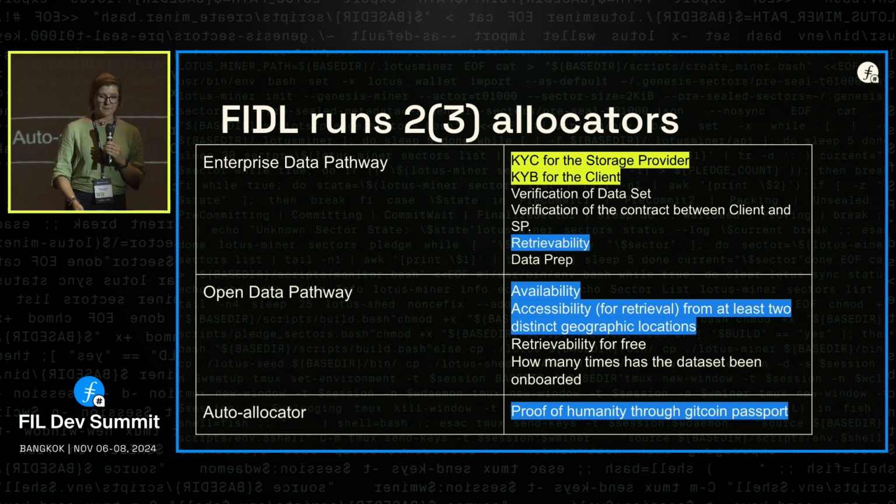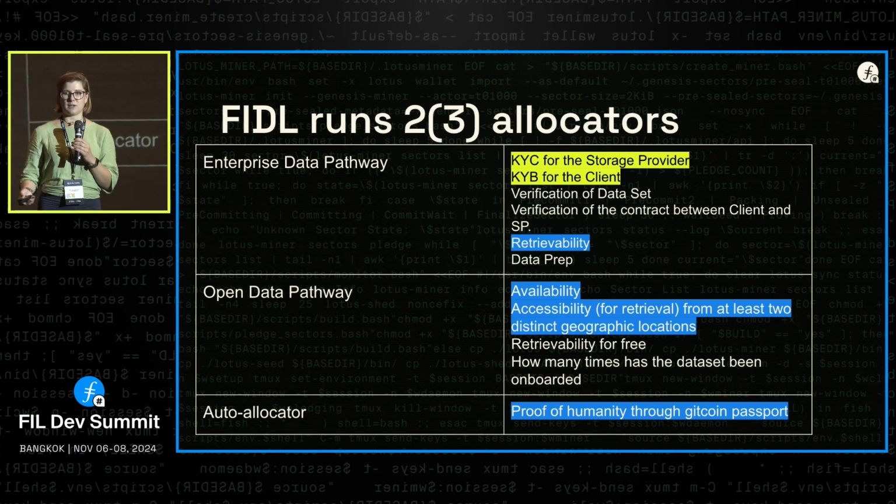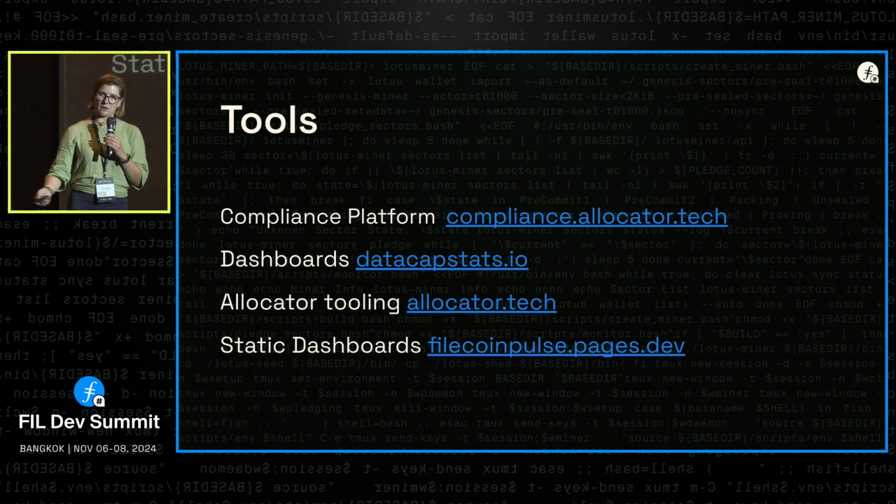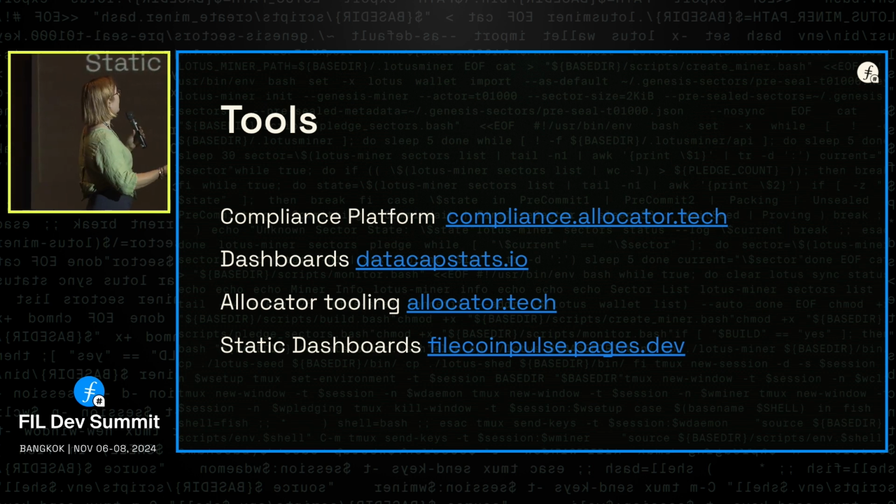And for the auto allocator, we have a simple KYC that is done through Gitcoin Passport. You need to score 20 or more to show that you're a human, and you can get the 22 gigs. So tools, I wanted to show you those tools, but we will be doing that also in the talks tomorrow.